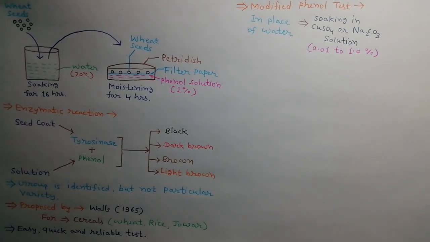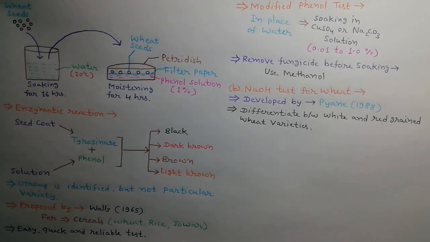If the seeds are soaked in copper sulfate or sodium carbonate solution, 0.01 to 1%, in place of water, color variations may be obtained within the group of varieties, and then it is known as the modified phenol test. The seeds treated with fungicides are washed in methanol before soaking. The sodium hydroxide test was developed by Payne in 1988. This test is used to differentiate between red and white colored seeds that have been treated with fungicide or are weather damaged.